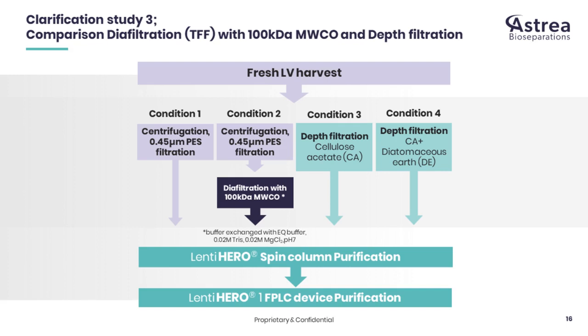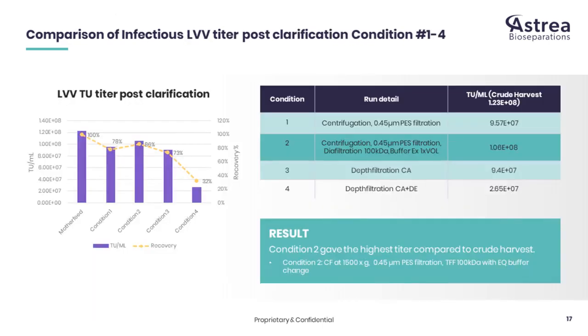We directly compared 4 different clarification processes. Condition 1 to condition 4 cover standard centrifugation at 1500 G, test microfiltration with and without 100 kilodalton diafiltration, and depth filtration with and without DE. Here you can see run details of each condition in the table. Infectious LV titers post-clarification are shown in the graph.